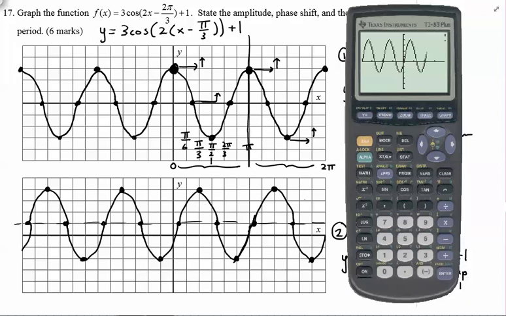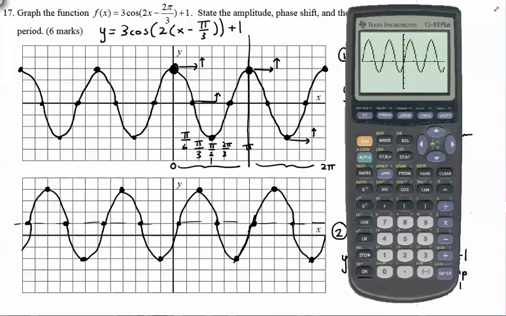Okay, so I'm going to count the number of maxes. I've got 1, 2, 3, 4. And here I've got 1, 2, 3, 4 maxes. I've got 1, 2, 3, 4 minimums. And I've got 4 minimums on my graph. And this crosses at just below 0, 0, which I can see is true on my graph as well. So this confirms that I graphed it correctly.